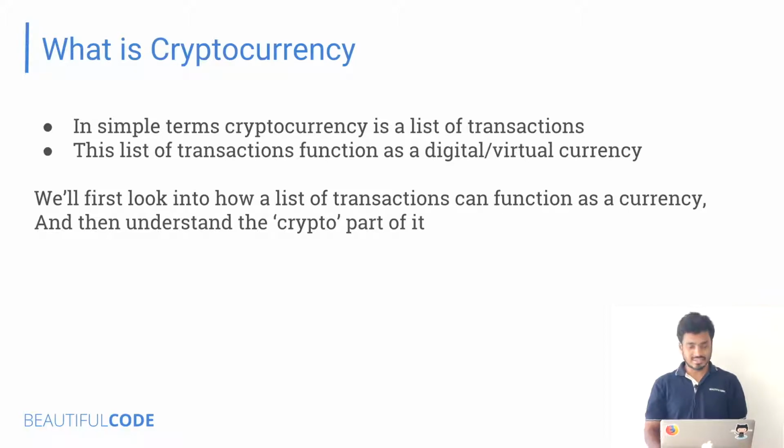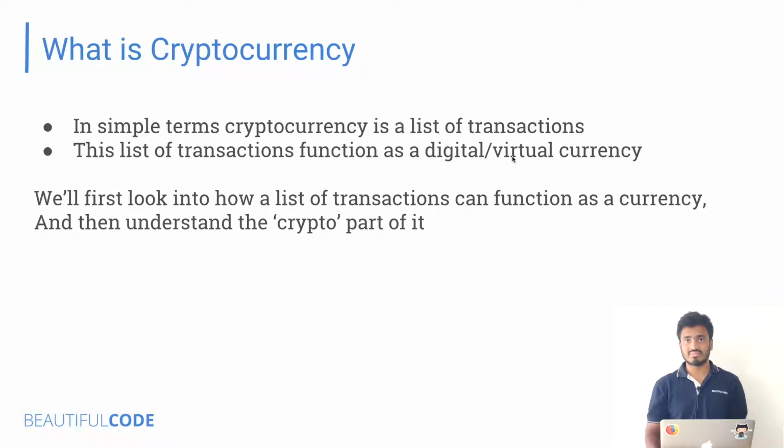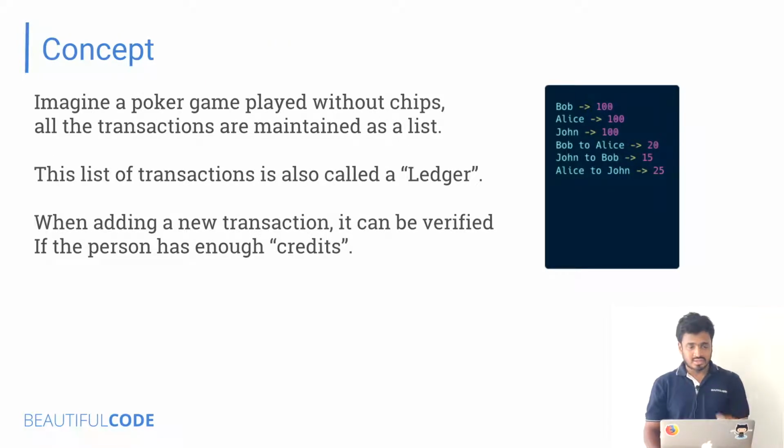What is a cryptocurrency? You can see here that it's a list of transactions, and this list of transactions is working as a currency. But how is that possible? How can a list of transactions work as a currency? Look, for that, we'll just look at an example.